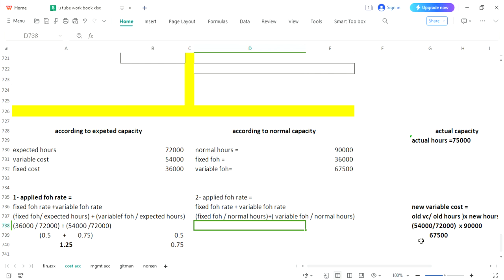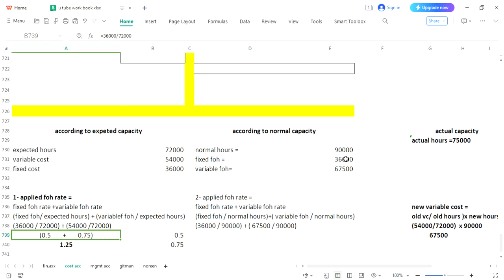Now we can put it in our statement over here. Fixed FH, look here, 36,000. Write down 36,000. It would be divided by normal hours, 90,000. Close your bracket. Fixed FH formula statement completed. Now we will write the variable FH statement. So variable FH is 67,500, and it would be divided by normal hours, 90,000. Statement has been completed.